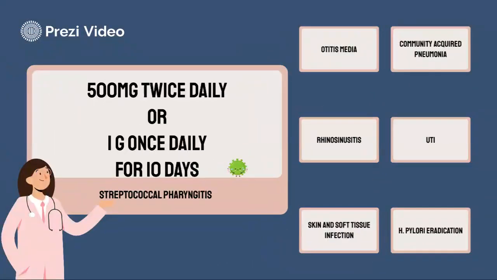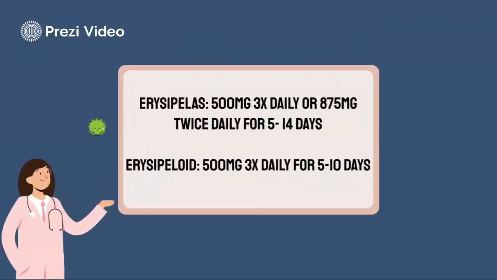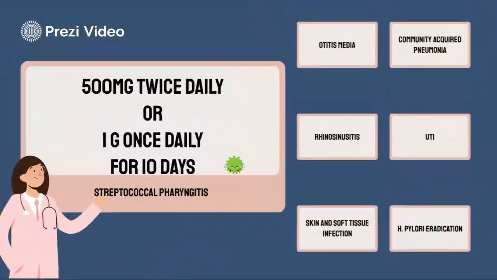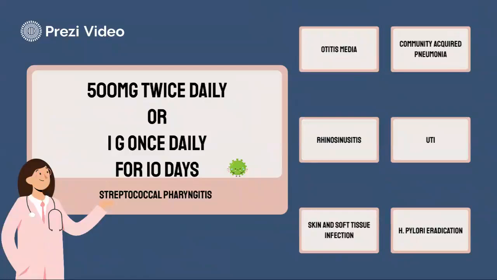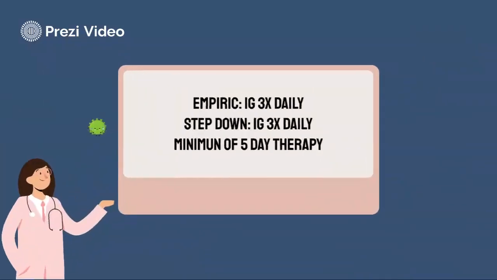And then we have skin and soft tissue infection. For erysipelas, we have 500 milligrams 3 times daily or 875 milligrams twice daily for 5 to 14 days. And then we have erysipeloid. You may use 500 milligrams 3 times daily for 5 to 10 days. And then we have community-acquired pneumonia. You may use 1 gram 3 times daily for empiric, and if you want to do a step-down therapy, you may use 1 gram 3 times daily for a minimum of 5-day therapy.